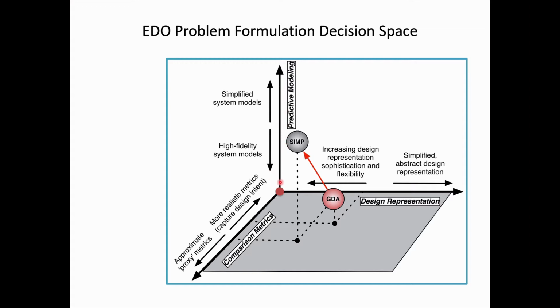How do we take a design in the design representation space and map that design to values in the comparison metric space? We need some way of predicting the performance or behavior of a particular design. This is where engineering analysis tools come into play. Maybe we use something like physical experimentation. We can use a physical prototype to predict what the behavior is going to be.